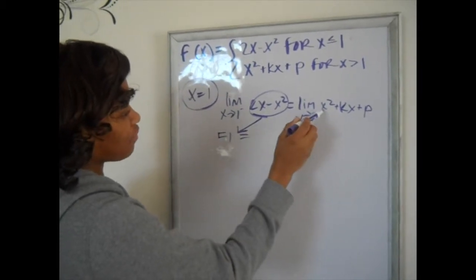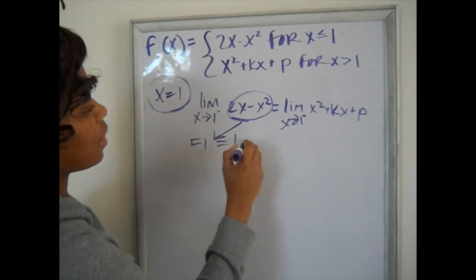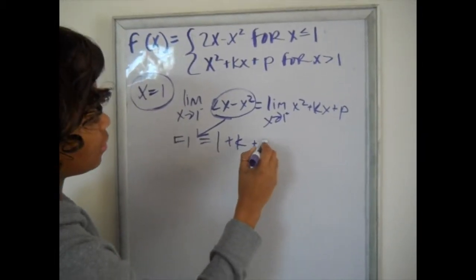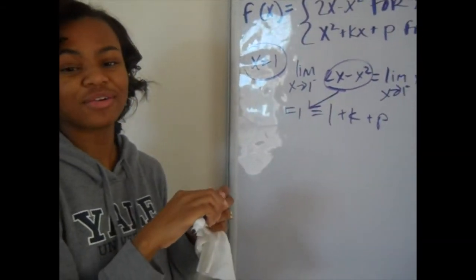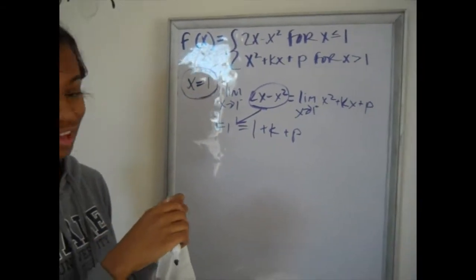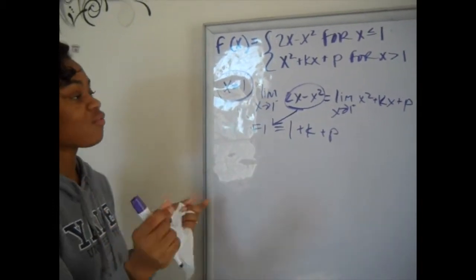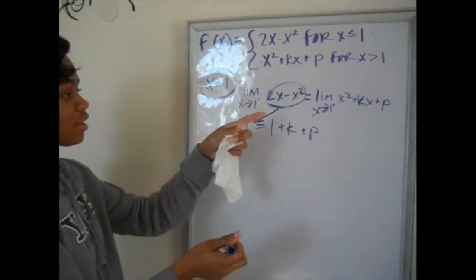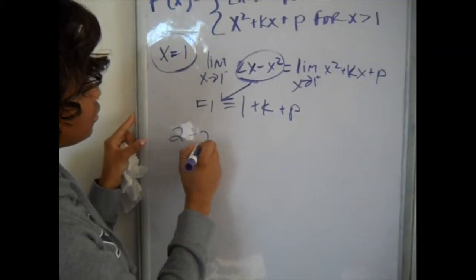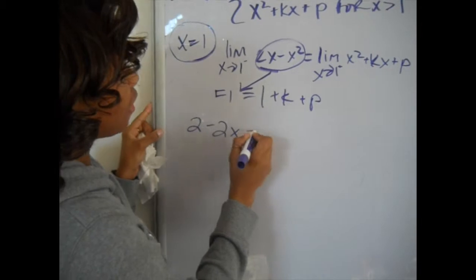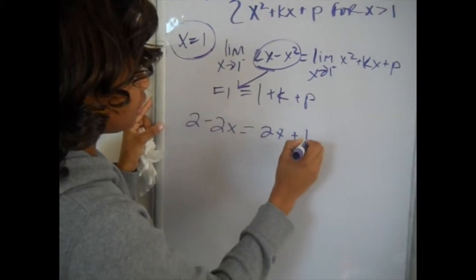And since they are supposed to equal, this equals 1. And so when you plug in the 1 for the other part, you get 1 squared plus k times 1 plus p. So that equals 1 plus k plus p. Now, since we are making it continuous, and this is a polynomial piecewise, the left and right derivative also exist. So we would take the derivative of this, which would be 2 minus 2x, and set that equal to the derivative of this, which would be 2x plus k.